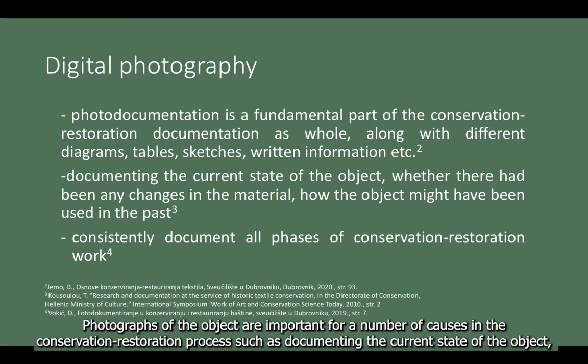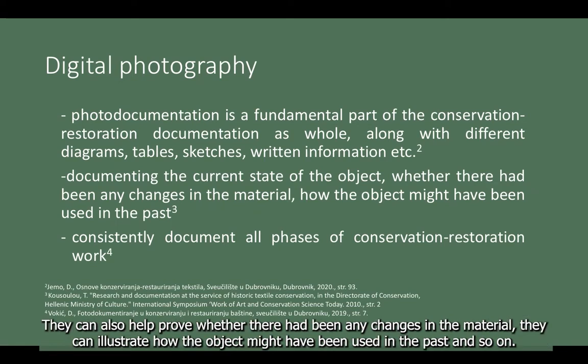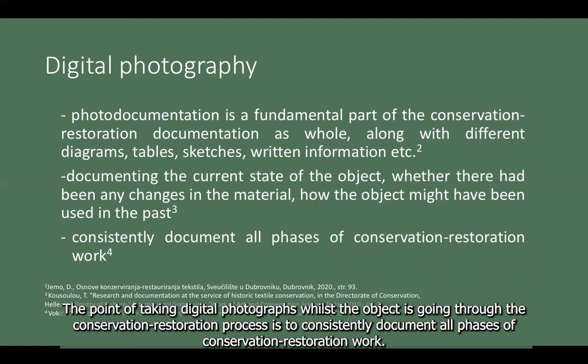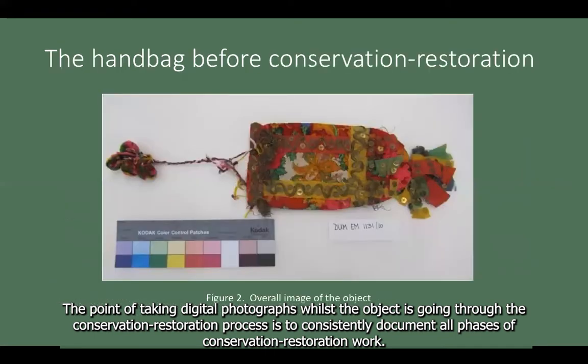Photographs of the object are important for a number of causes in the conservation restoration process, such as documenting the current state of the object. They can also help prove whether there had been any changes in the material. They can illustrate how the object might have been used in the past, and so on. The point of taking digital photographs while the object is going through the conservation restoration process is to consistently document all phases of conservation restoration work.